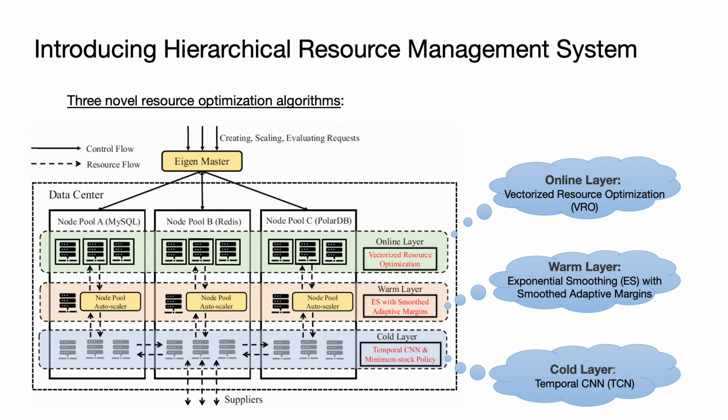To tackle all these challenges, we propose the adoption of an optimization algorithm at each layer. For the online layer, we leverage vectorized resource optimization, VRO. In the warm layer, we employ exponential smoothing with smoothed adaptive margins. In the cold layer, we leverage a machine learning algorithm, TCN.